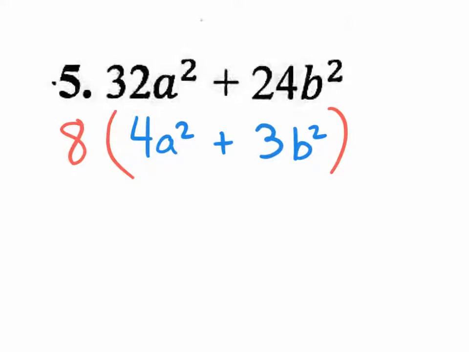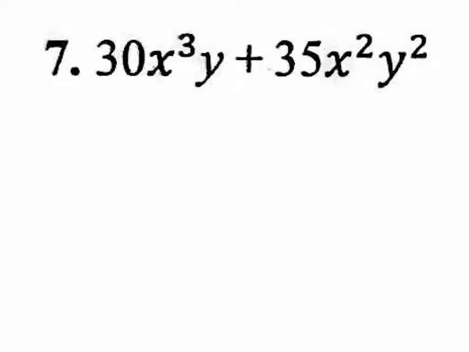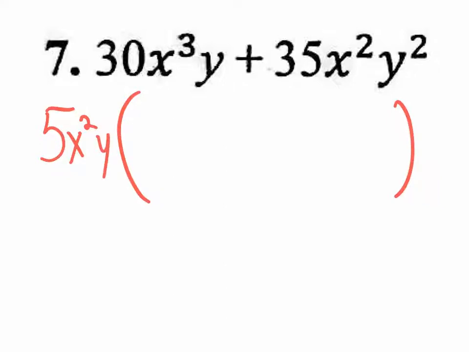Let's move on to number 7. Again, we have a binomial. What's in common with 30 and 35? 5. And we also have letters that are in common, right? So what's the GCF? 5 what? 5x? Just x? 5x squared, and that's it? And y's. There's a y also.